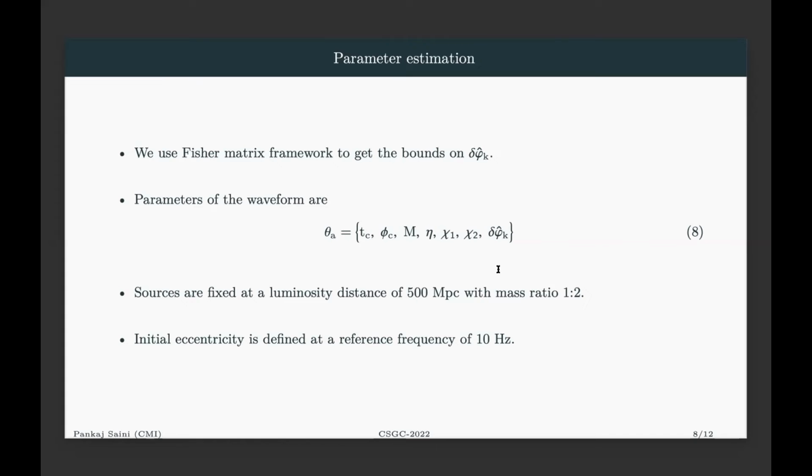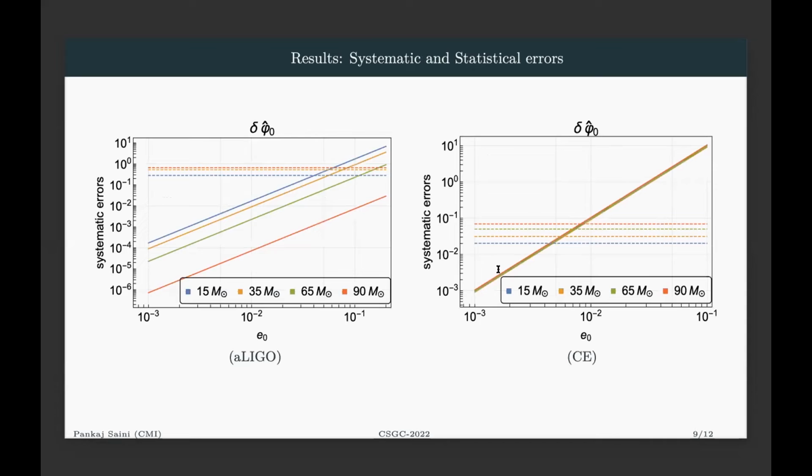Okay. So we see that at lower eccentricity, these systematic errors become comparable to the statistical errors. So in these plots, we show these systematic errors and the statistical errors on the leading order deformation coefficient. And the systematic errors are denoted by the solid lines and the statistical errors by the dashed lines.